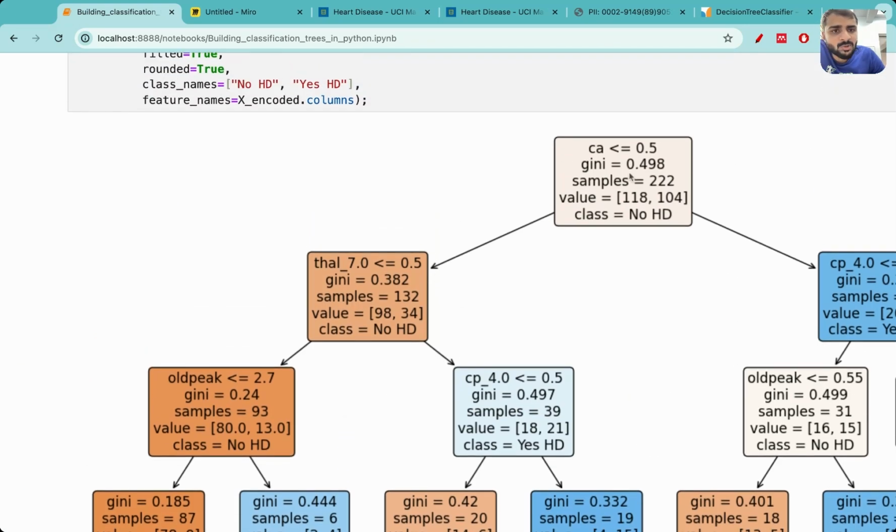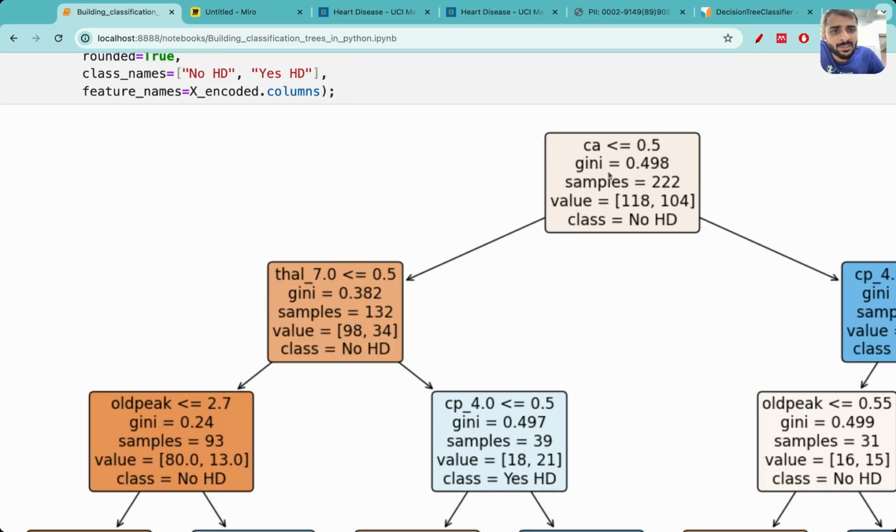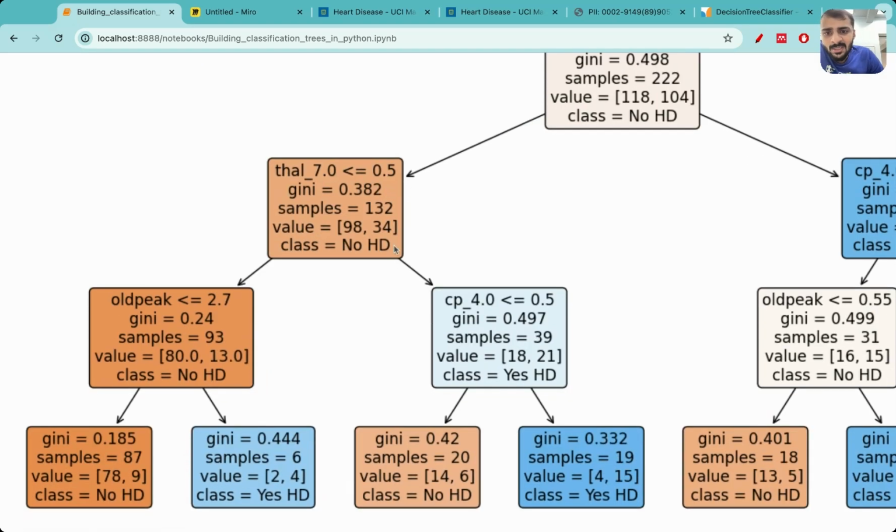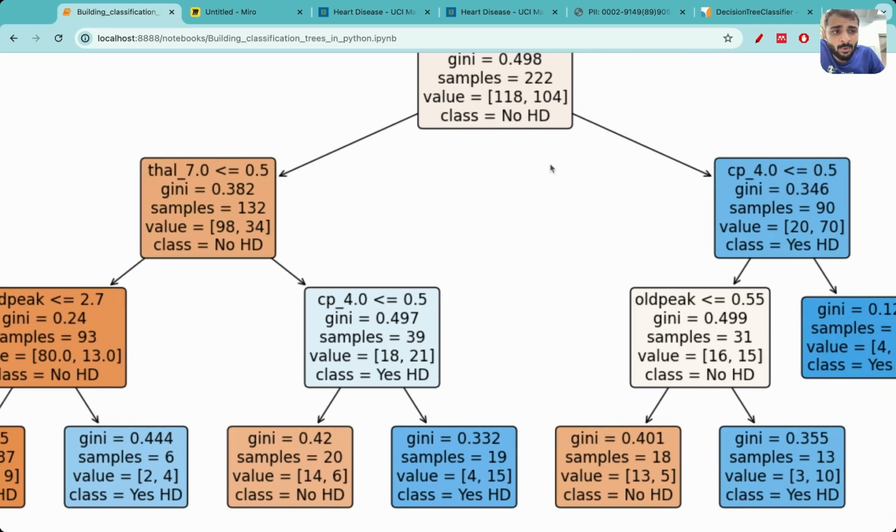Gini is the Gini index. So the second thing mentioned here is the Gini. Remember, we are calculating the Gini impurity. For this node, it's 0.498, which is actually pretty bad, because 0.5 is the highest value of Gini impurity which you can ever obtain. But later the Gini impurity becomes better.